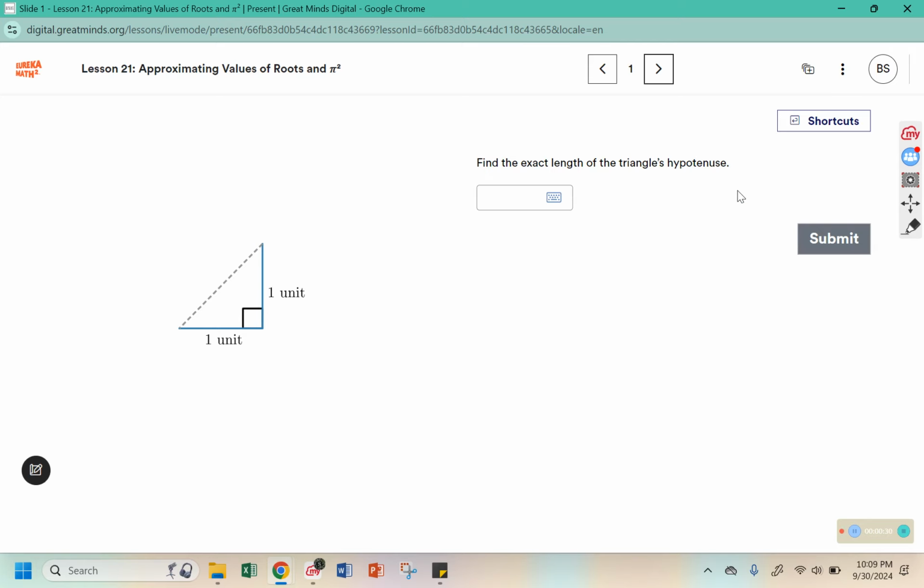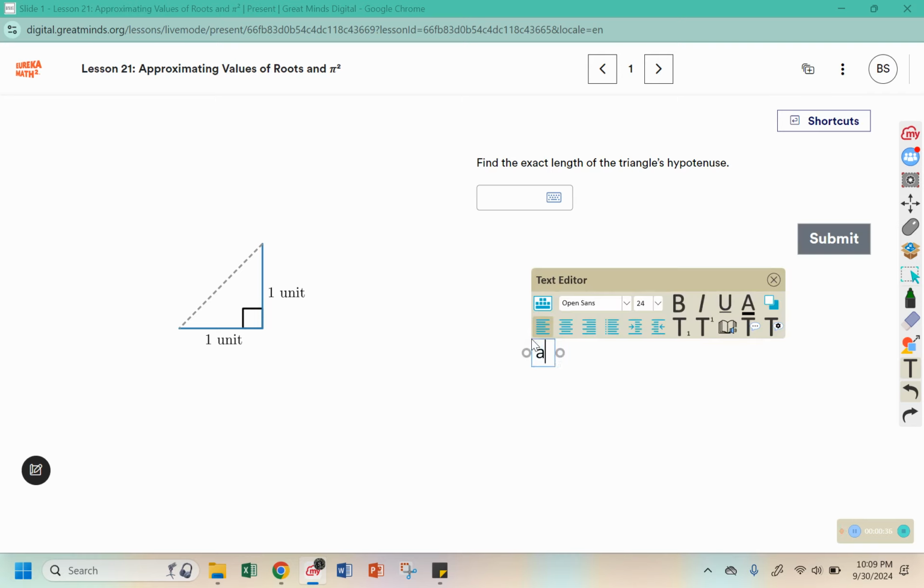Here it says find the exact length of the triangle's hypotenuse. Keep in mind we are using a squared plus b squared equals c squared, also known as the Pythagorean theorem.